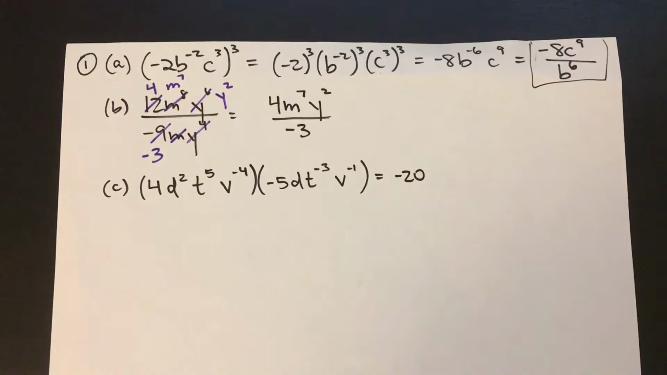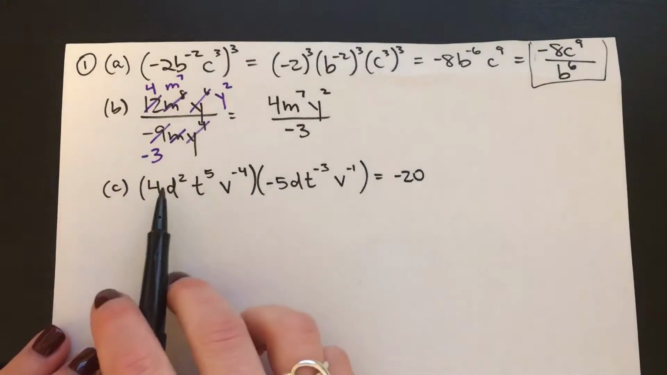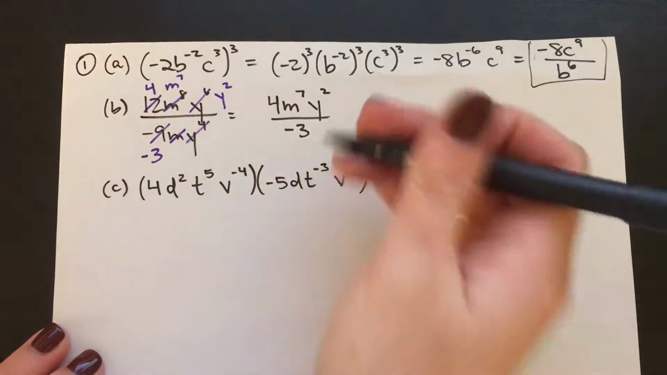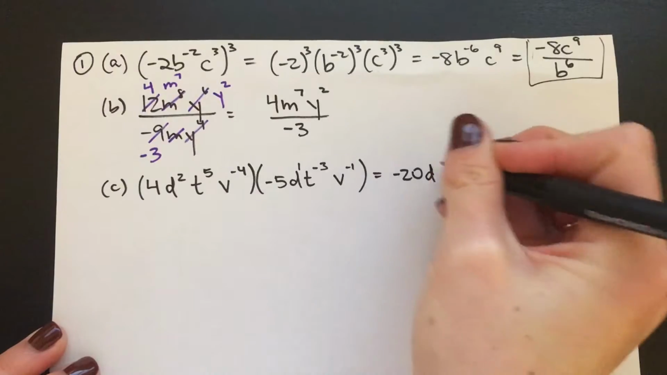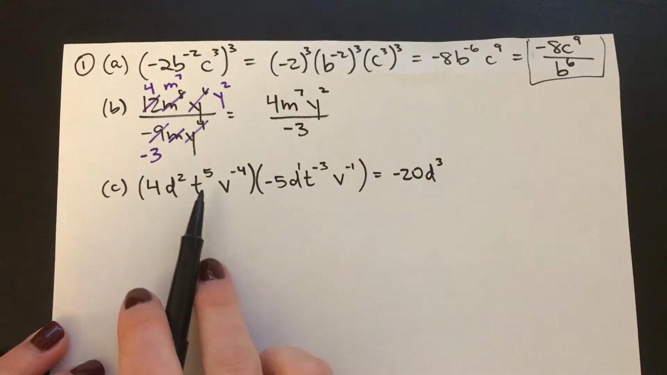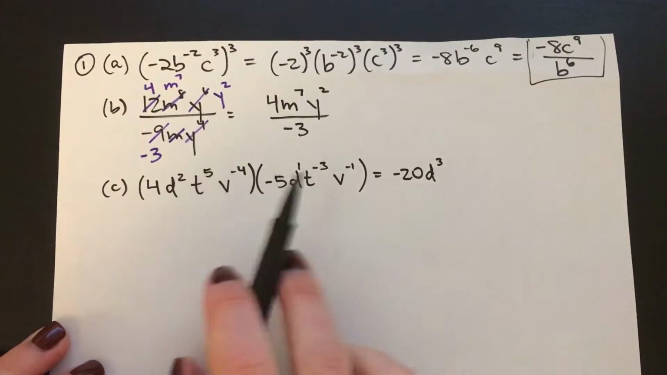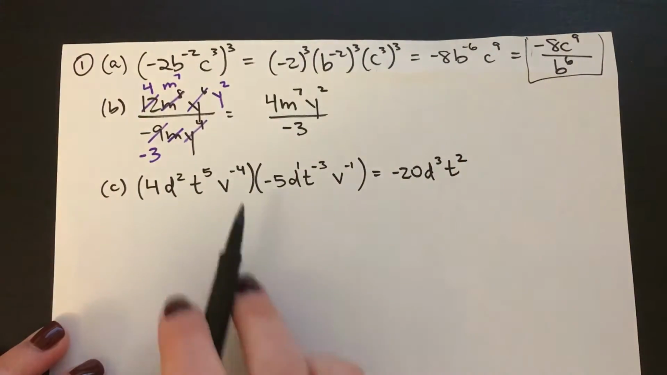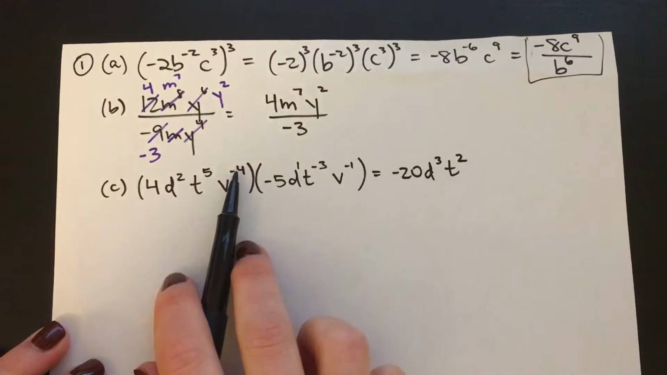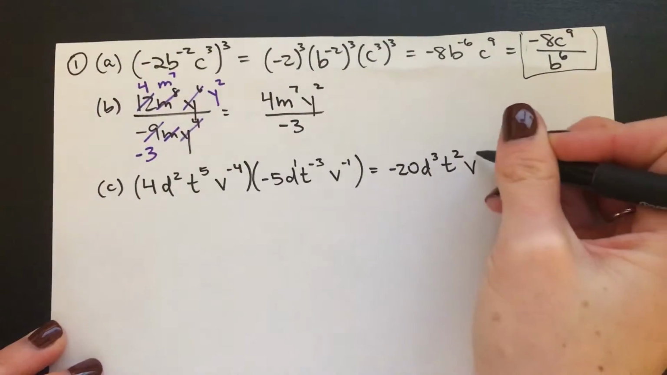And then with variables, what we do is we add their exponents. So when I have d to the second times just d, remember that's like d to the first, we're going to add their exponents together. So 2 plus 1 would give us an exponent of 3. Same thing with the t's, t to the 5th, t to the negative 3rd. When I add 5 and negative 3, I get 2. And then same thing with the v's, add these exponents, negative 4 and negative 1, and that would be the negative 5th power.